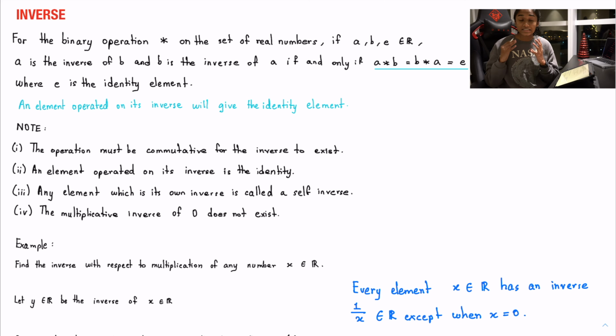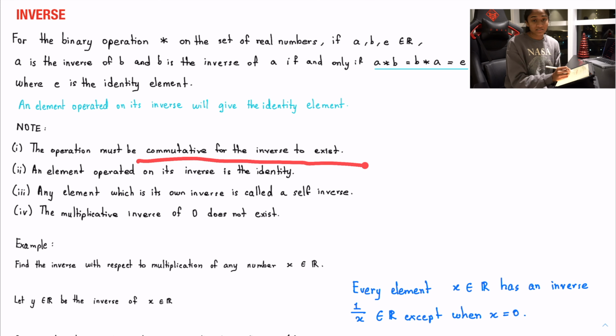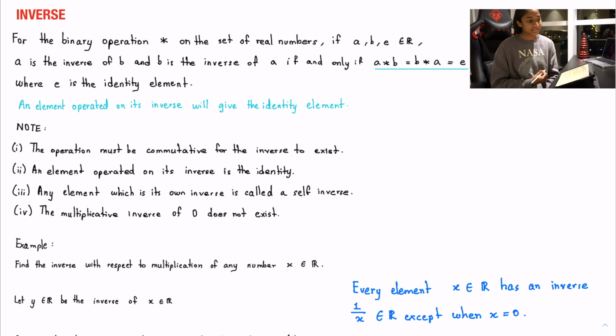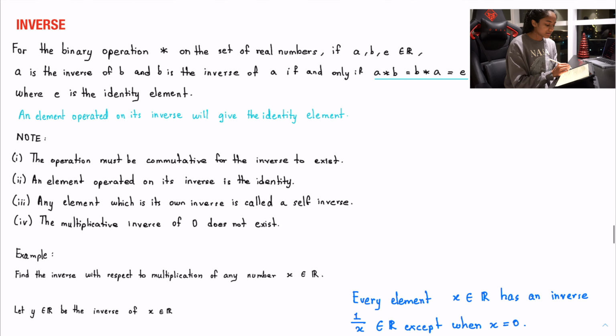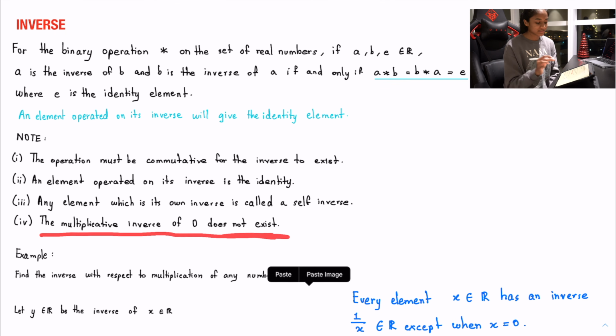There are a few things that we need to note. The first one is the operation must be commutative for the inverse to exist, just like the one before with the identity. An element operated on its inverse is the identity. Any element which is its own inverse is called a self-inverse, and the multiplicative inverse of 0 does not exist.